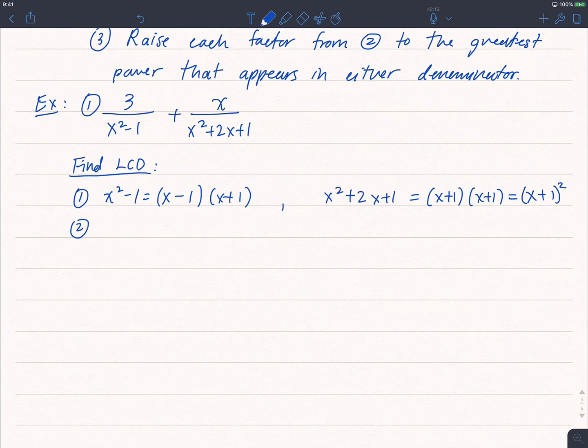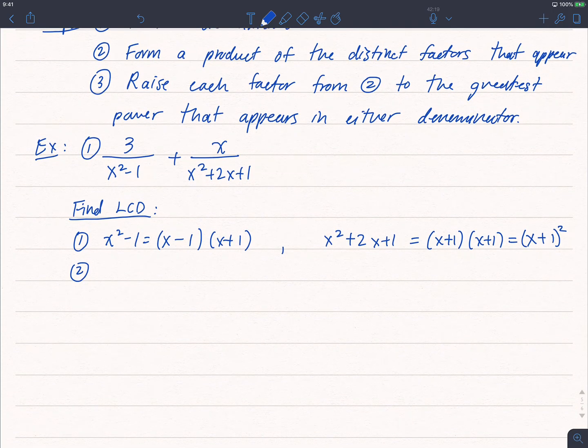Okay, so step 2, again, is to form a product of the distinct factors that appear. So what are the distinct factors that appear anywhere in either of the denominators? The factor x minus 1 appears, and the factor x plus 1 appears in the first one. The factor that appears in the second denominator is x plus 1. I've already written it down there, so I'm not going to write it again. So number 2 here is a list of all the distinct factors that appear anywhere in either denominator.